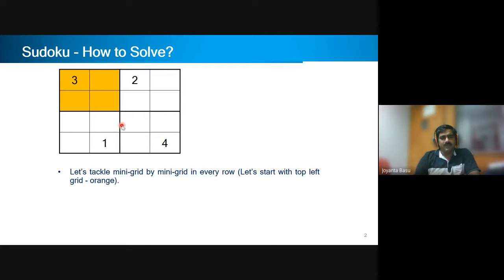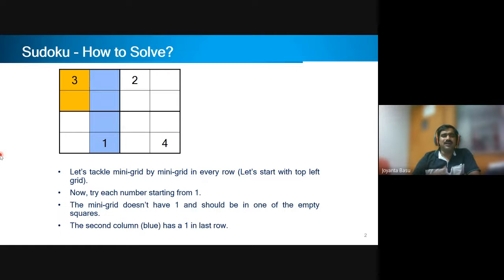So okay, let's tackle it mini grid by mini grid in every row. Let's start with the top left grid. This is the top left grid. 3 is written here, and 2 is there. So 2 is not possible here. This is 1, so 1 is also not possible here. So this way we need to think. Okay, so what are the steps?